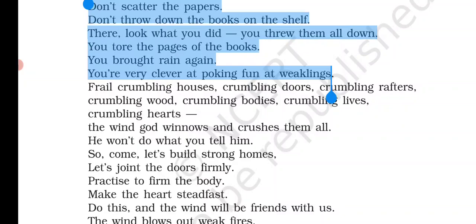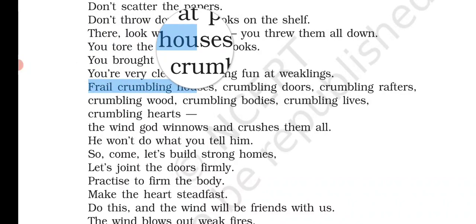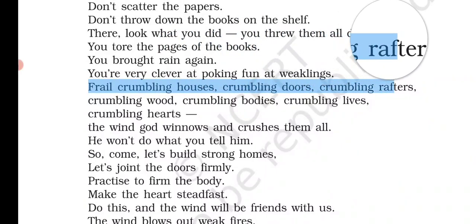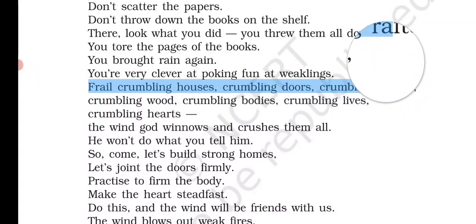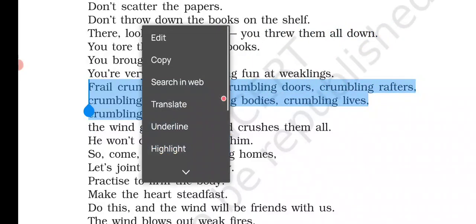So let's now go through. Frail, which means weak. Crumbling means falling and breaking. Frail, crumbling houses, crumbling doors, crumbling rafters, crumbling wood, crumbling bodies, crumbling lives, crumbling hearts, right? So here, the word crumbling is being repeated, so we see that it is a case of repetition, right? And why is it being repeated? Just to lay stress that everything crumbles if it is not strong, in the face of a strong wind.